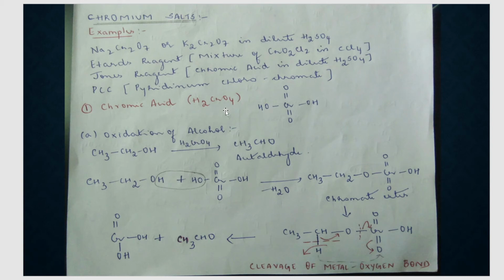Its formula is H2CrO4. We have chromium metal in the center and it has four oxygen atoms: two bonded to the chromium with double bonds, and two as OH groups, with two hydrogens here, as you can see. So this is the structure of chromic acid. Let us study one of the oxidation reactions in which we use chromic acid as the oxidizing agent. The first reaction is the oxidation of alcohol.